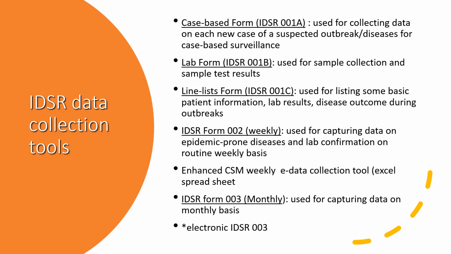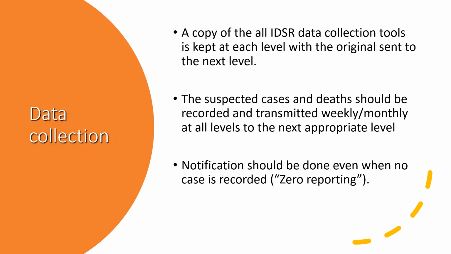Then you have 003. So it's for capturing data on a monthly basis. So 002 is weekly, 003 is a monthly form, and 003 is what is actually submitted. 002 is submitted. All of them are submitted, but how they are submitted and when they are submitted is what we will look at in a couple of slides down the road.